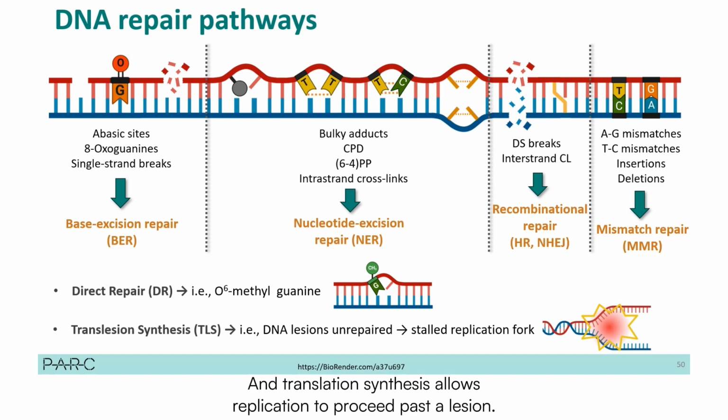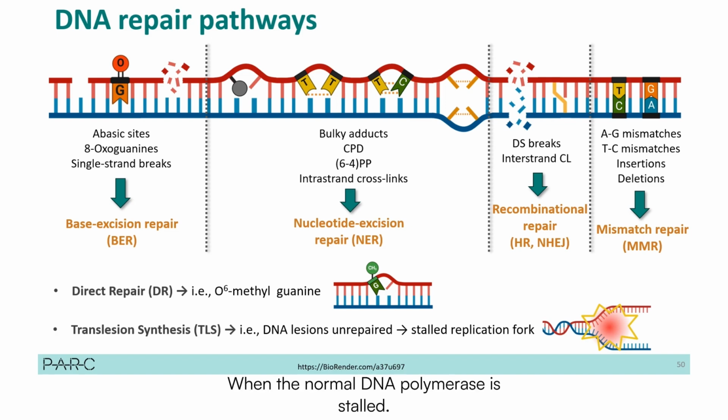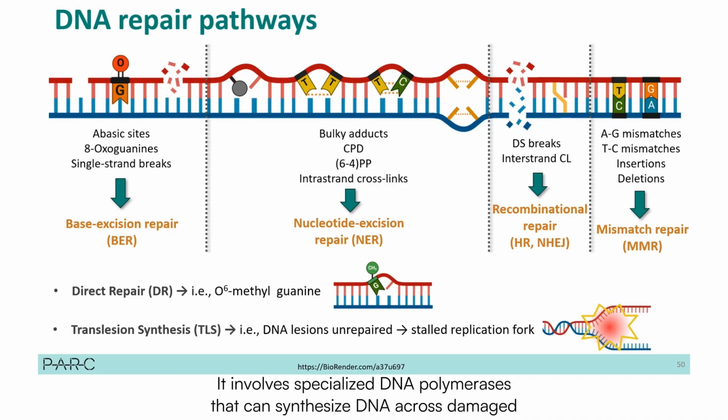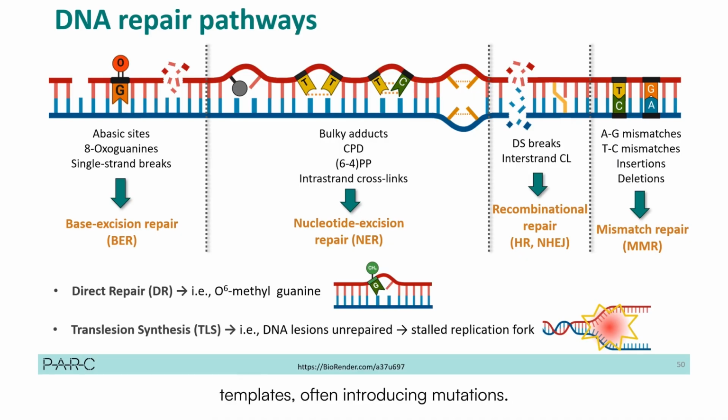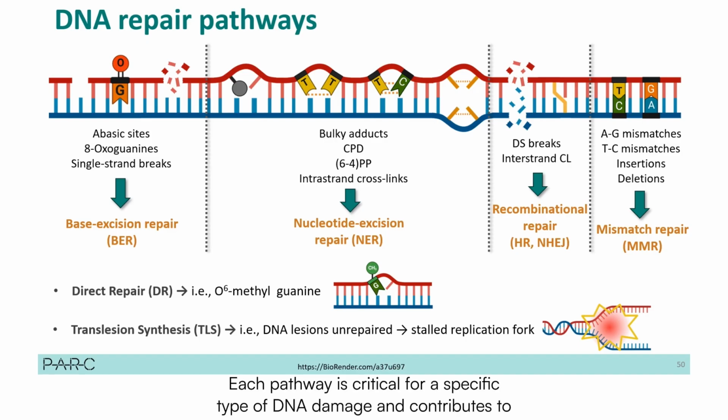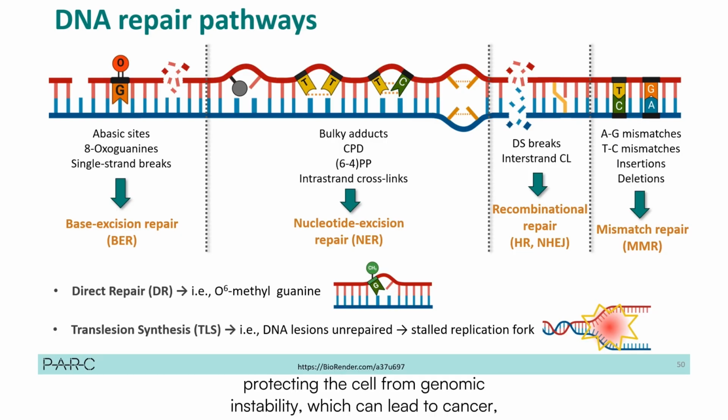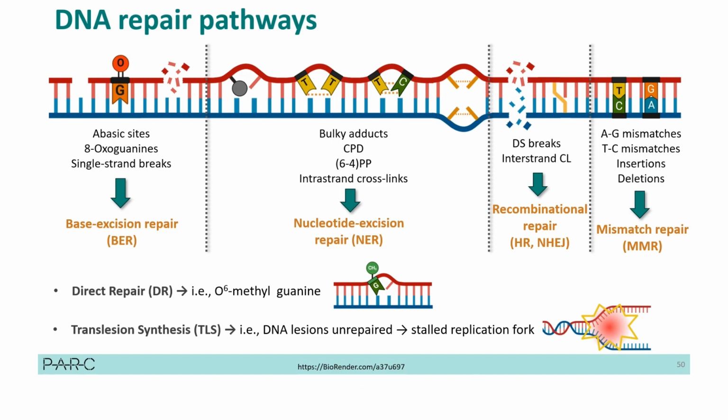And translesion synthesis allows replication to proceed past a lesion when the normal DNA polymerase is stalled. It involves specialized DNA polymerases that can synthesize DNA across damaged templates, often introducing mutations. Each pathway is critical for a specific type of DNA damage and contributes to protecting the cell from genomic instability, which can lead to cancer, aging, or other diseases.